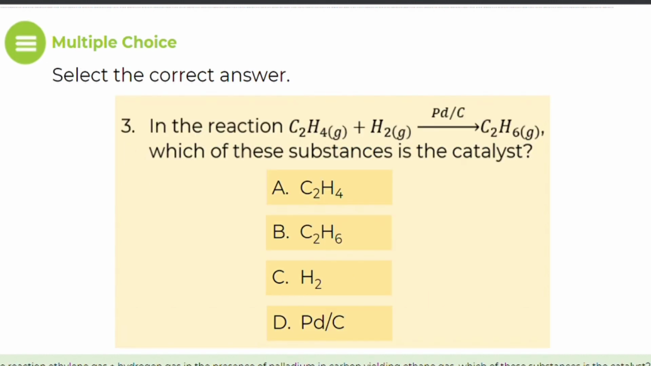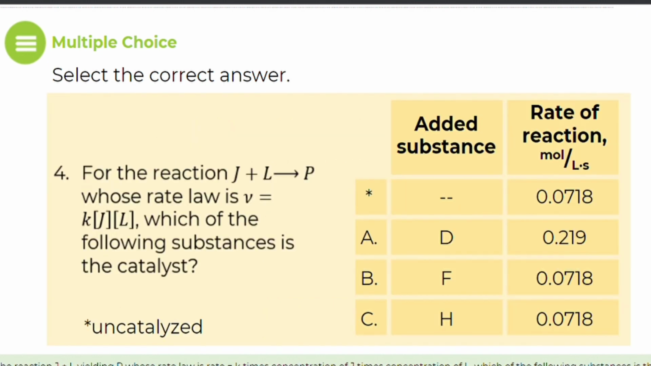Number 3. In the reaction, ethylene gas plus hydrogen gas in the presence of palladium and carbon yielding ethane gas, which of these substances is the catalyst? Select the correct answer. Number 4. For the reaction J plus L yielding P, whose rate law is rate equals k times concentration of J times concentration of L, which of the following substances is the catalyst?